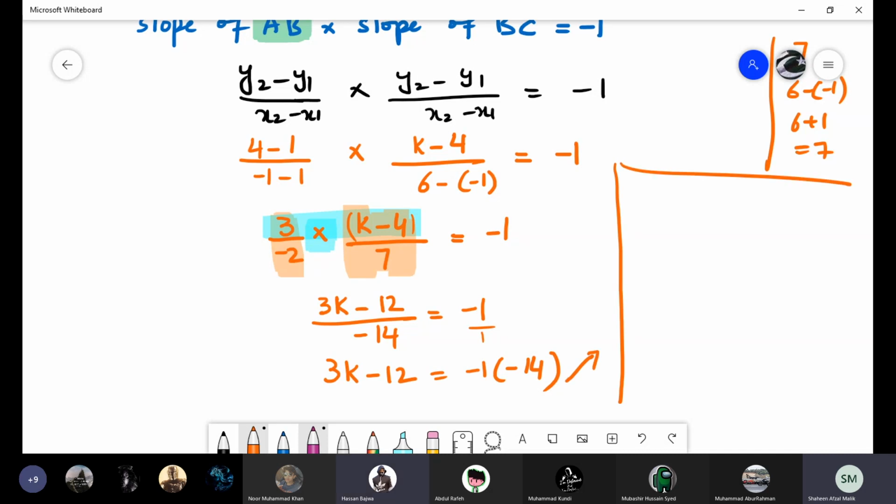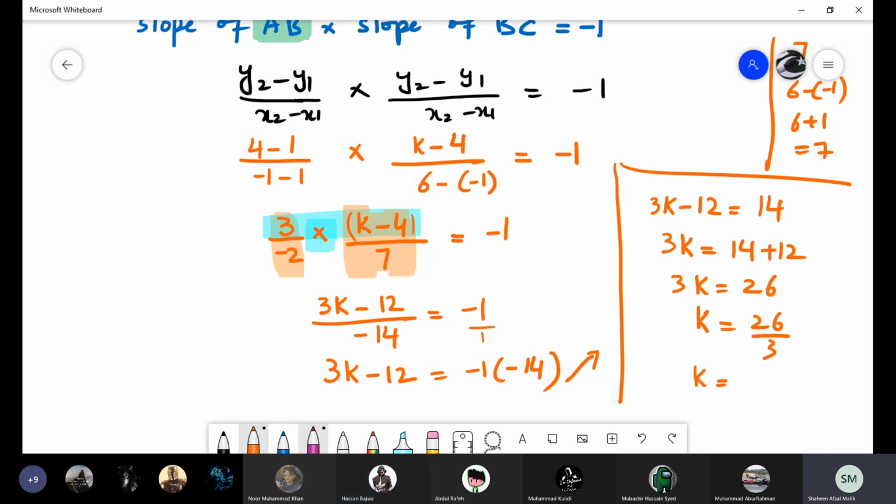So 3K minus 12 equals 14. Plus 14, then 3K is equal to 14 plus 12. Then 3K is equal to 26. K is equal to 26 over 3. 3 8s are 24. You can write in fraction or decimal. 8 3s are 24 and 2 is the remainder. So K is equal to 8 whole 2 by 3, or 8.67. Both you can write. This is the answer.